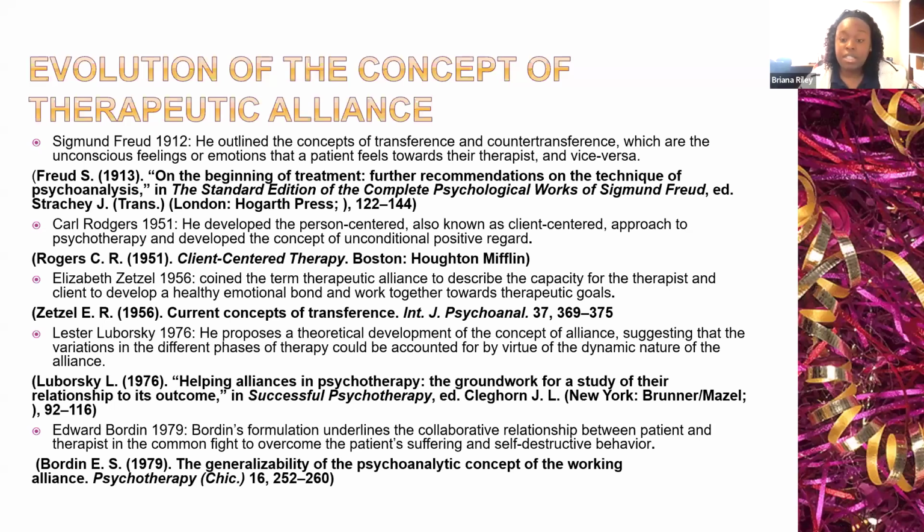Edward Bordin, in 1979, said the other two components of the alliance can develop if there is a personal relationship of confidence and regard, since any agreement on goals and tasks requires the patient to believe in the therapist's ability to help him or her, and the therapist in return must be confident in the patient's resources, or the client's resources. Bordin also suggests that the alliance will influence the outcome, not because it is healing in its own right, but as an ingredient which enables the patient to accept, follow, and believe in treatment.